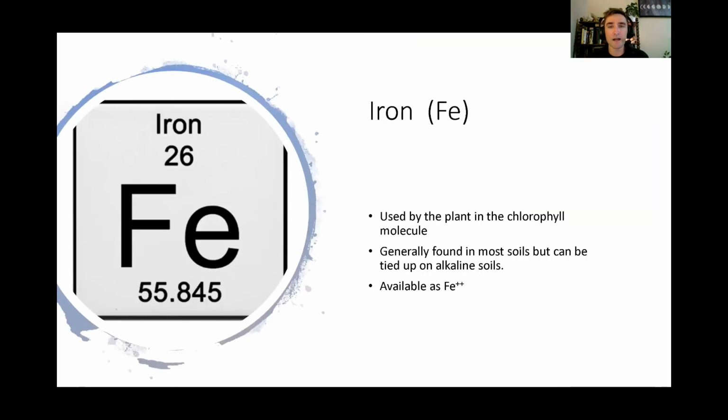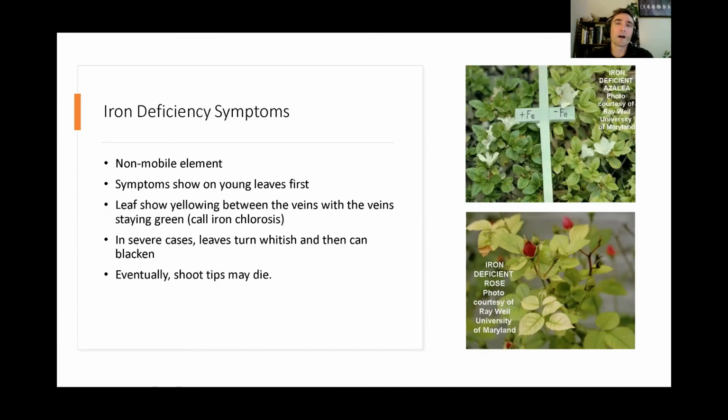Now let's take a look at iron. Iron is used in the chlorophyll molecule. It's generally found in most soils, but in alkaline soils, which we tend to have here in Southern California, iron may be present. It may even be abundant, but it is not available. It is not soluble at an alkaline pH.